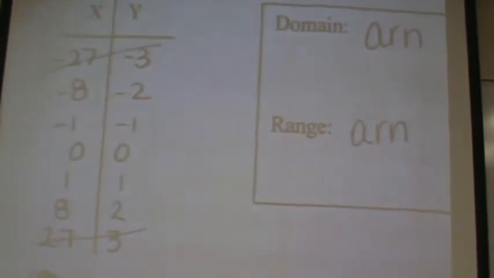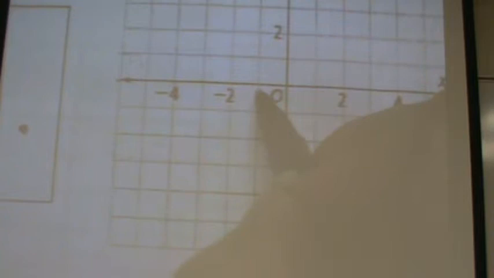Let's graph this and see what it looks like. Over 8, down 2, and I know it's off the page, guys. Just make it work. It's going to be something like way out here. Then over 1, down 1. 0, 0, 1, 1, and then 8, 2. It's way off the page. So it looks like this.